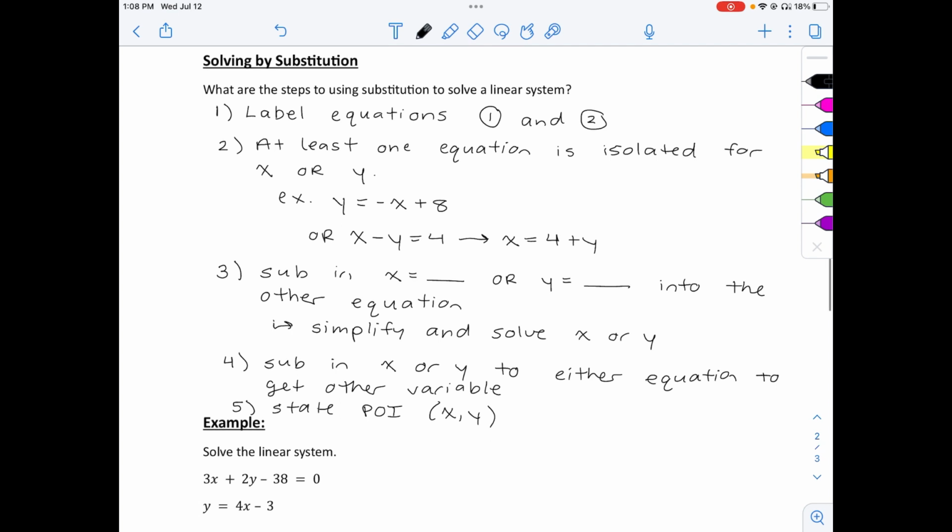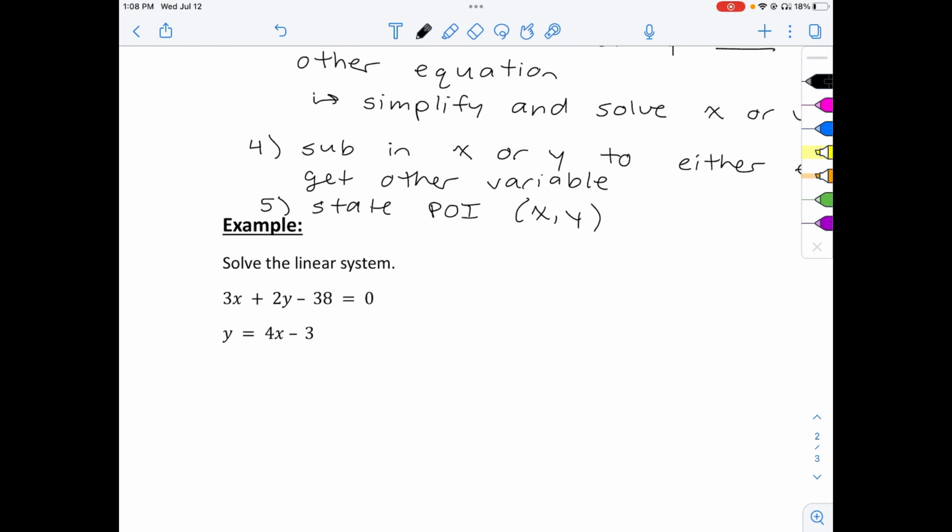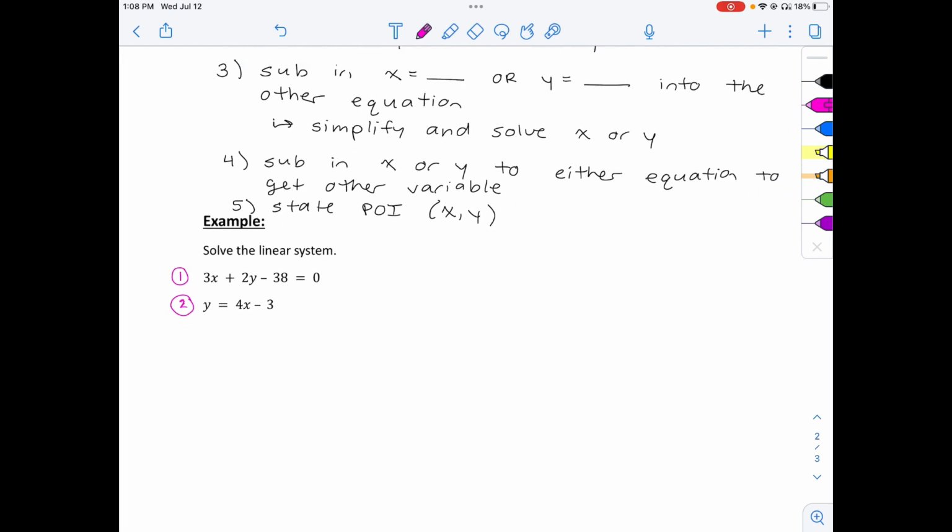If I take a look at this example here, I want to solve the linear system. I have two equations here. The first one is sort of in standard form, except my c value is on the wrong side. And my second equation is in slope-intercept form, so it's already isolated for y, so I don't need to do anything to isolate here. I'm going to label this equation as 1 and this equation as 2, just so that when I'm writing my steps, it's clear what I am doing.